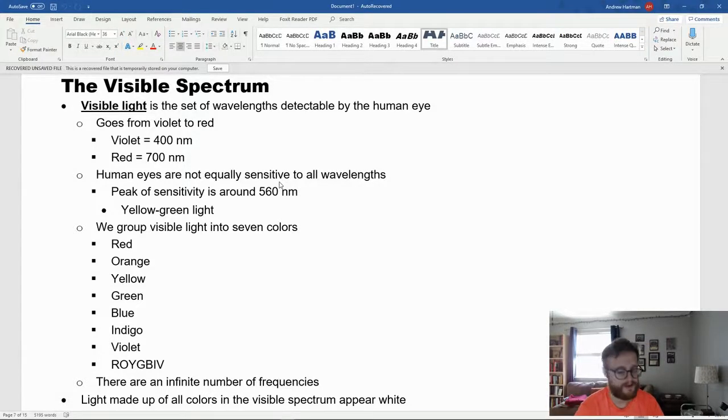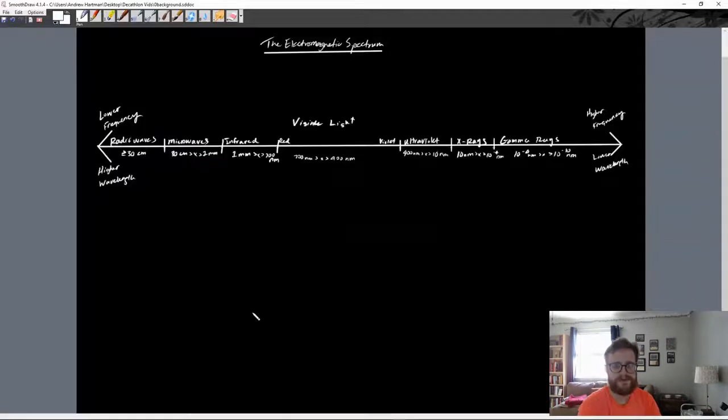So I could totally see them asking a question to try to trip you up on something like that. Human eyes are not equally sensitive to all wavelengths. Peak of sensitivity is around 560 nanometers, which is yellow-green light, which is probably an evolutionary thing, for two reasons. Number one, yellow is the way we sense most of the light from the sun, but then also green is the light of plants and many animals, which means that evolutionarily speaking, it would have been best for us to be able to observe green objects very well.